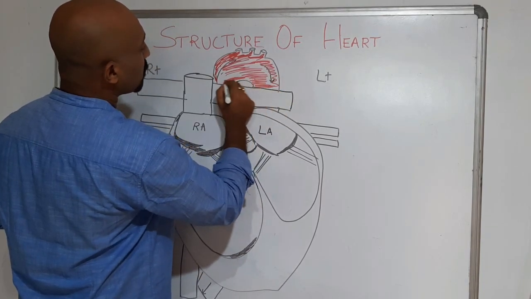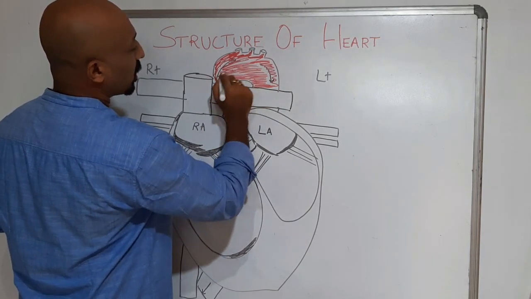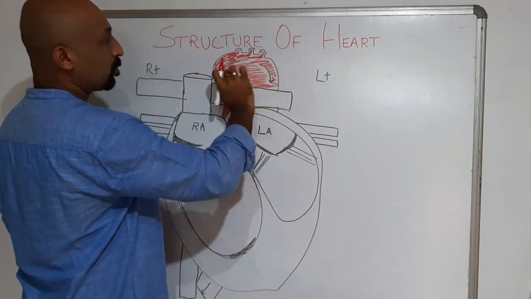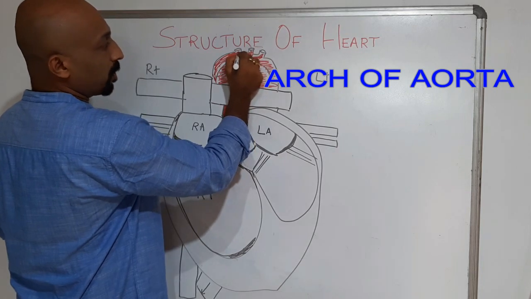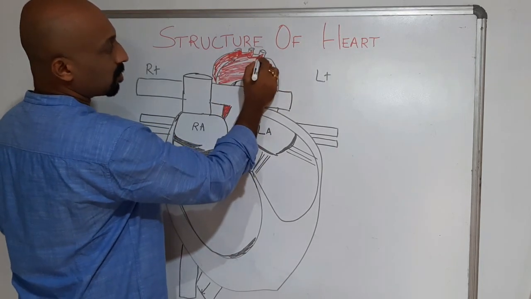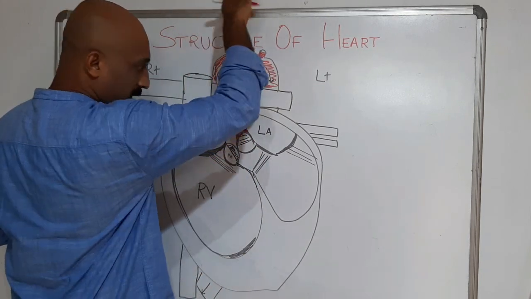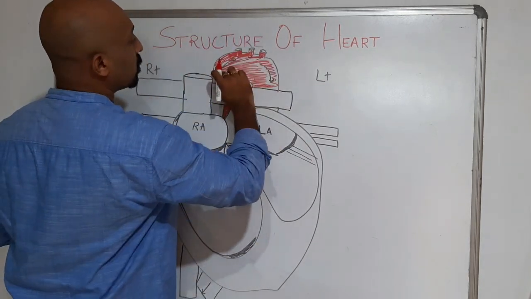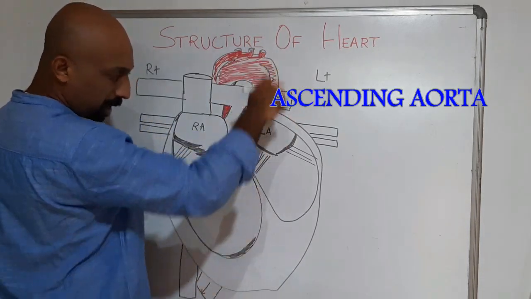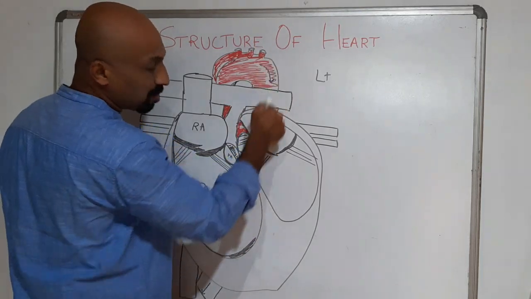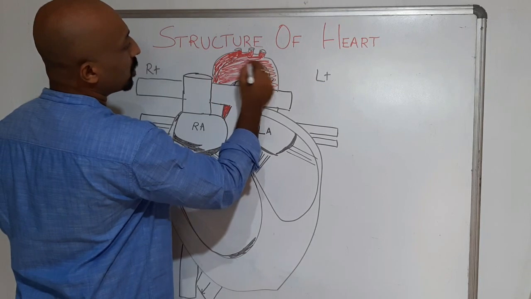So this part is looking like an arch. This part is called the arch of the aorta. This is like an arch, right? That's why it's called the arch of the aorta. So this is an ascending part and this is a descending area. This part of the aorta is known as the ascending aorta, and when you're going down, it's the descending aorta. So ascending aorta and descending aorta are the parts which I can draw here.